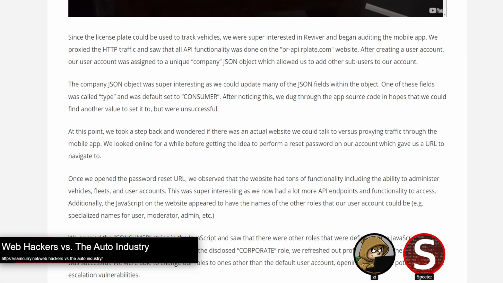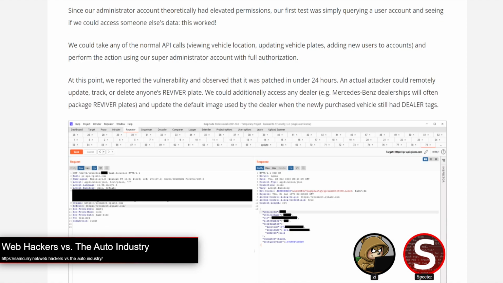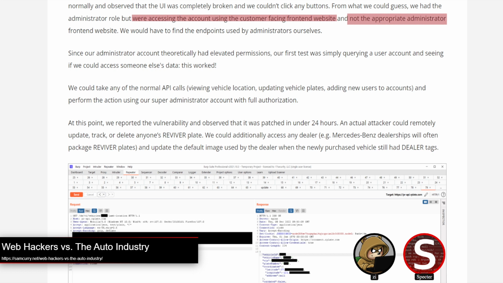After enumerating some of the role types, they eventually found this reviver role, which seemed to be like an admin type role. And when they did that, they noticed the front end broke. The UI was completely messed up, buttons couldn't get clicked. They assumed that's because that account is meant to be used in an admin panel UI. The regular customer facing portal just couldn't really handle that, but they were still able to hit the admin API and utilize the admin endpoints. So that included being able to view vehicle locations, update plates, add new users to accounts, and other stuff.